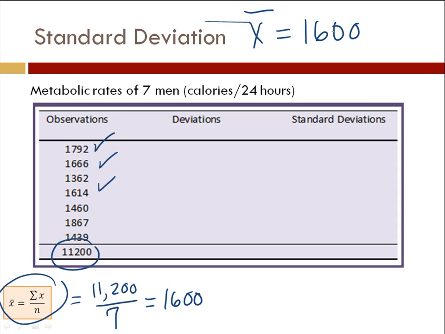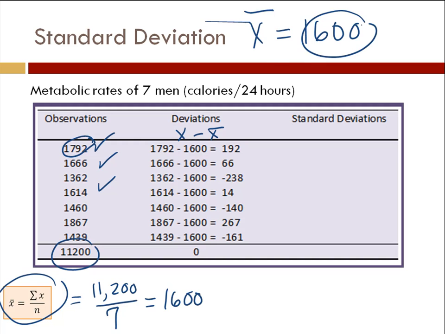Our second step is to find each deviation for each data value. The deviations themselves, remember that formula, is going to be x minus x bar. So when we take each data value and we subtract 1600, we should get the deviations for each and every data value. And here they are. Note that some of these deviations are positive and some of these deviations are negative, but when we add all of the deviations up, they sum to 0, and that's as it should be.